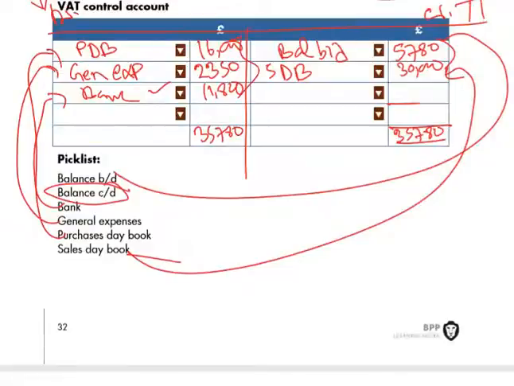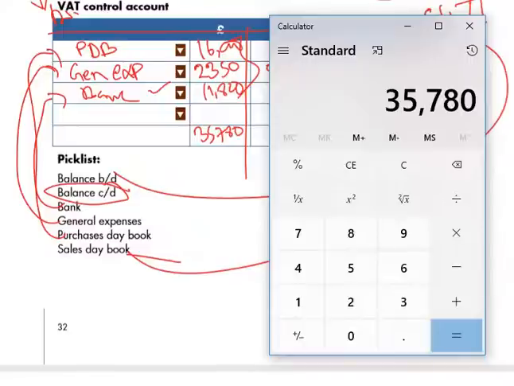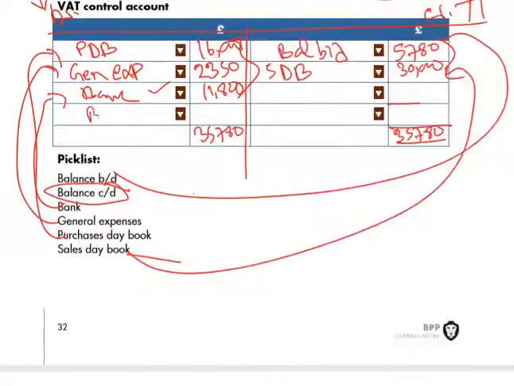Take away all the items on the screen, and the items are minus 16,000, minus 2350, minus 11,800. How much is left? 5630 is my balance CD. 5630, wasn't it? Let's double check. 5630. Yep, that's it. That's my balance CD, and that's what I got. It's still a liability because it's going to be on the other side. We are liable to give that much money to HMRC.